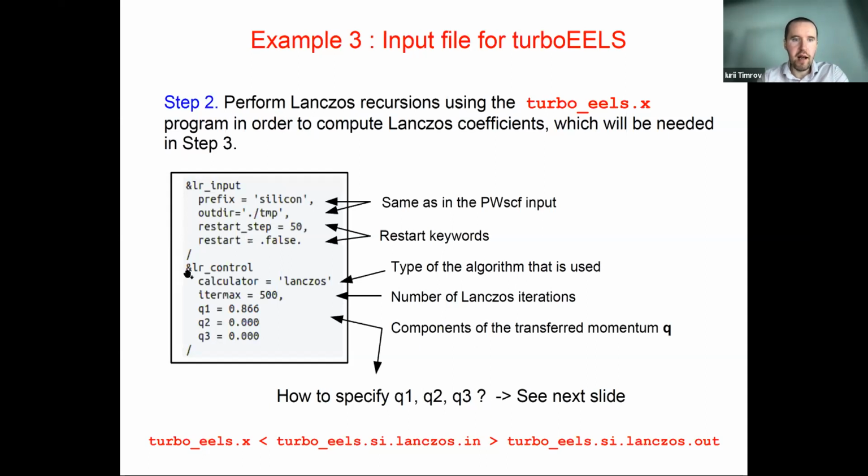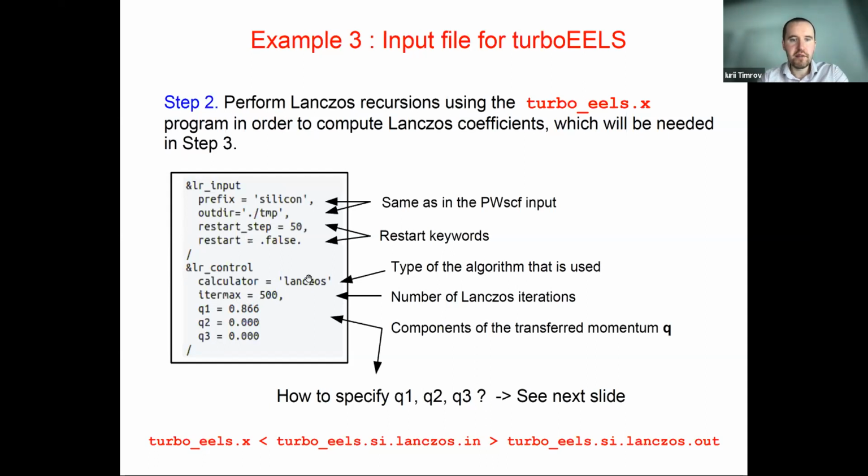Now in the lr_control namelist, there are a few things which are new. We still have this itermax variable, which is the number of Lanczos iterations as before, and we also do 500 iterations. There is a new keyword which is called calculator. It can have two values. One is lanczos, which means we use the Lanczos algorithm. And second, sternheimer, we use the Sternheimer algorithm.